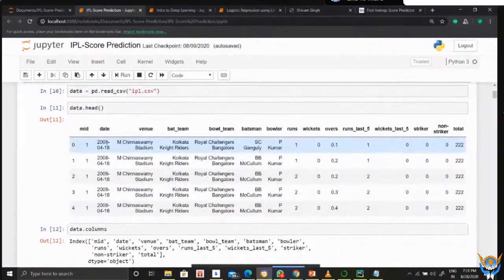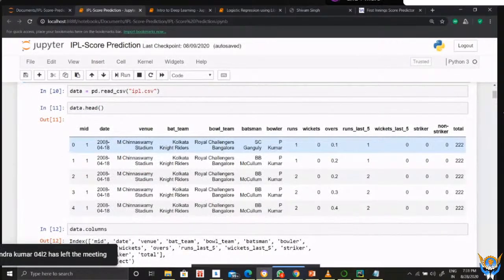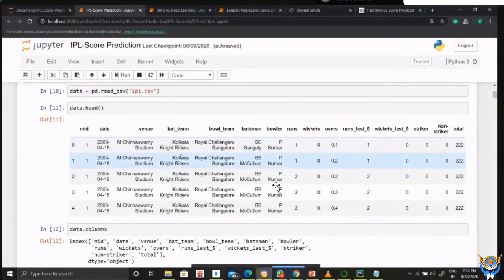This CSV file is quite good. Basically inside it, from 2008, from the very first match. If you remember, I am very fond of cricket, so I remember this match. The first match was between Kolkata Knight Riders and Royal Challengers Bangalore. At the very first point of time, Saurav Ganguly is on strike, and Praveen Kumar is the bowler who bowls the very first ball of this IPL.